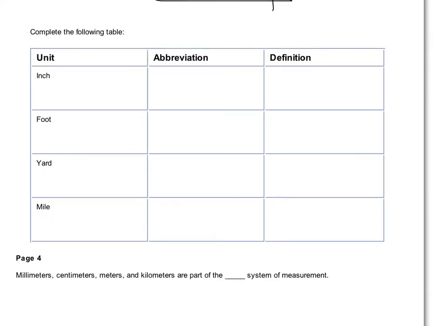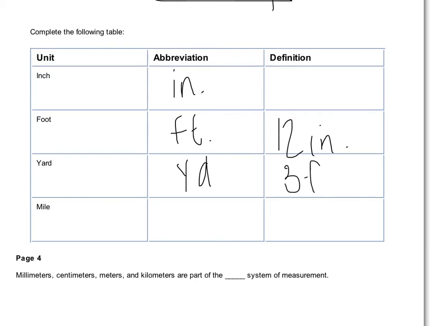The four major measurements are inches, foot, yard, and miles. Inches is abbreviated IN. Foot is FT, and a foot is 12 inches. A yard is represented by the abbreviation YD, and a yard is 3 feet. Miles is represented by the abbreviation MI, and it's 5,280 feet.